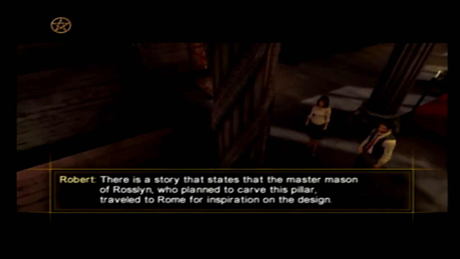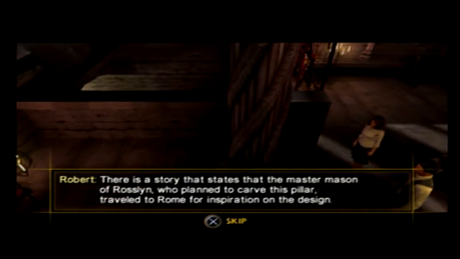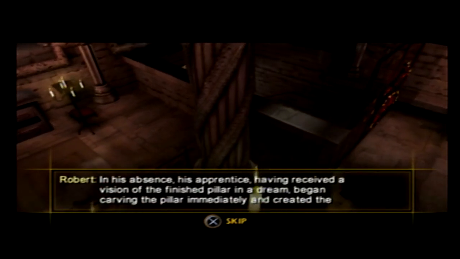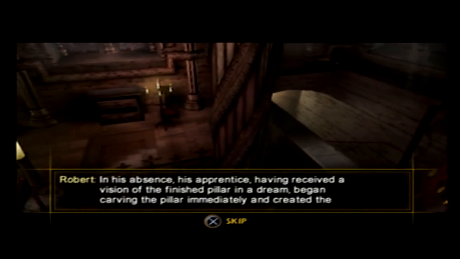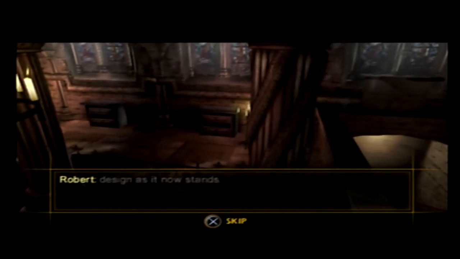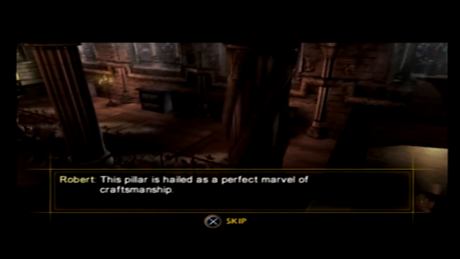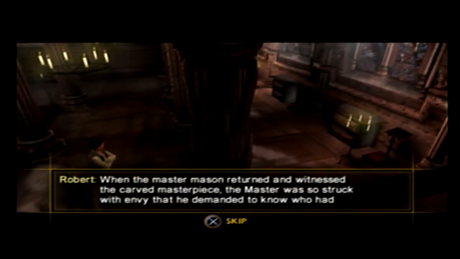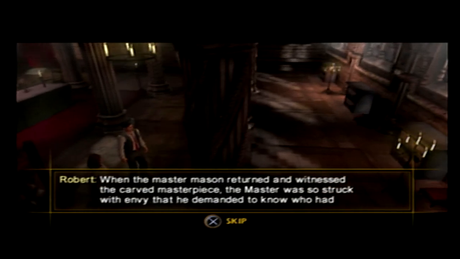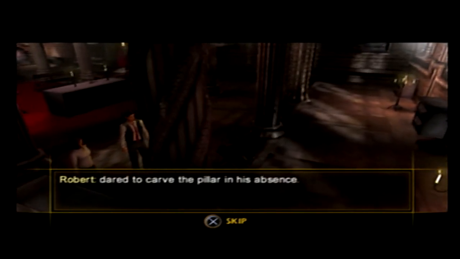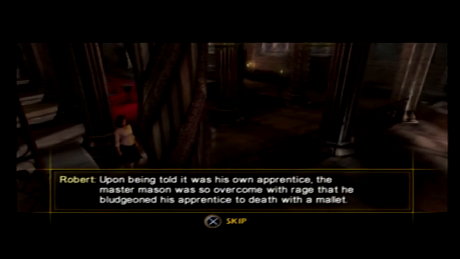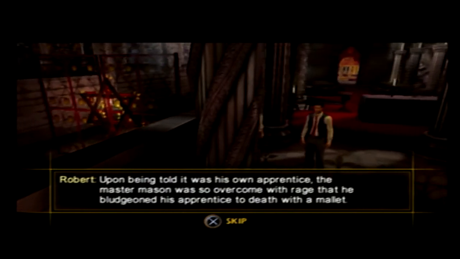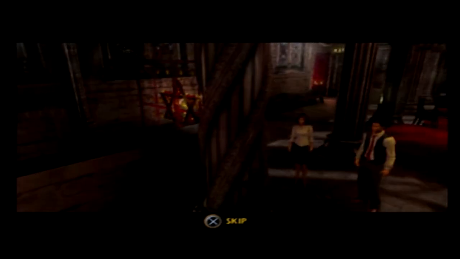There is a story that states that the Master Mason of Roslyn, who planned to carve this pillar, traveled to Rome for inspiration on the design. In his absence, his apprentice, having received a vision of the finished pillar in a dream, began carving the pillar immediately and created the design as it now stands. This pillar is hailed as a perfect marvel of craftsmanship. When the Master Mason returned and witnessed the carved masterpiece, he was so struck with envy that he demanded to know who had dared to carve the pillar in his absence. Upon being told it was his own apprentice, the Master Mason was so overcome with rage that he bludgeoned his apprentice to death with a mallet. Ouch.